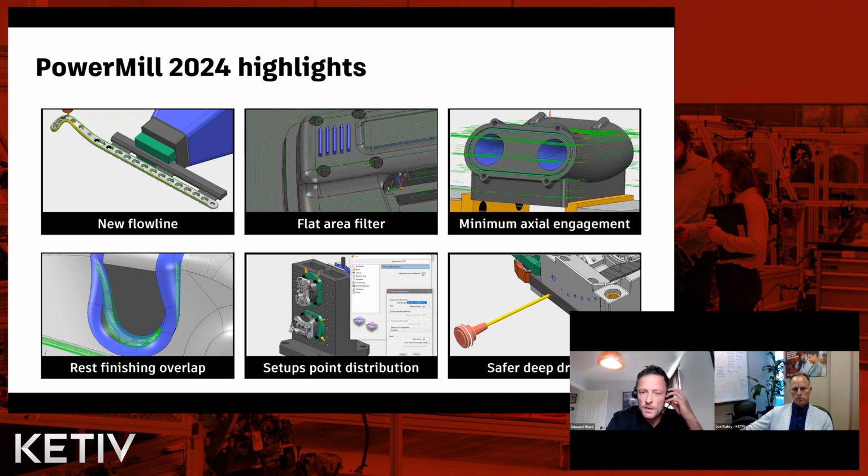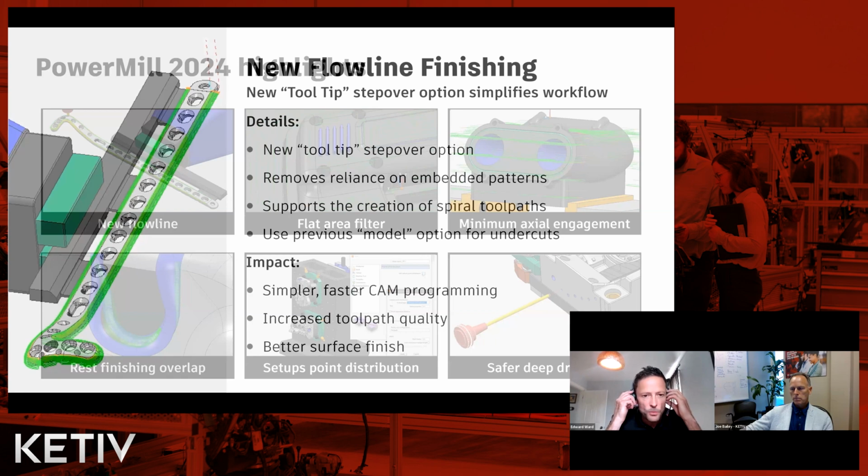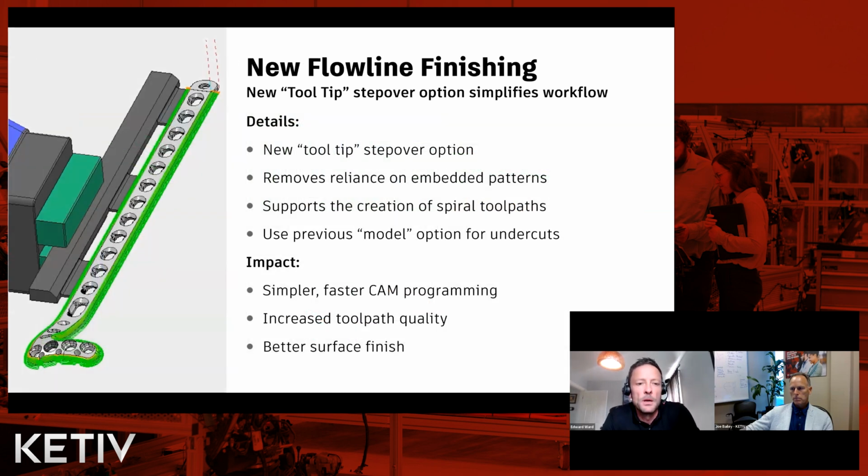So, highlighting each one here, the Flowline finishing toolpath. Now, we've had that before, but there's been an addition of a new type of calculation where, as I mentioned earlier, you don't have to go through the fiddly process of creating what's called an embedded pattern.